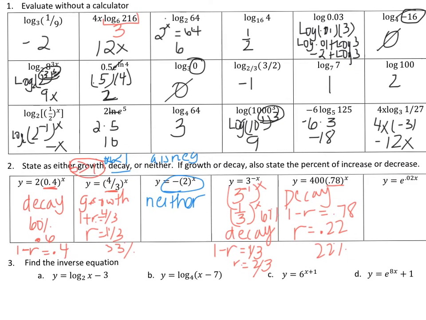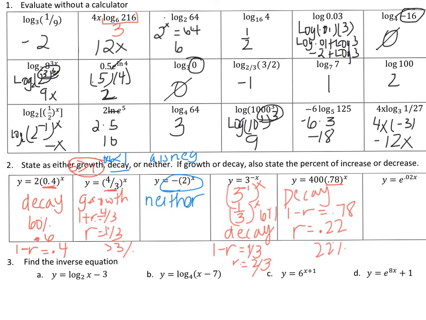And lastly, E. Well, E is always 2.718, sorry. So this is 2.718 to the 0.02x. So we kind of want to separate that and find out what 2.718 is to the 0.02 power. And I'll do that in my calculator really quickly.